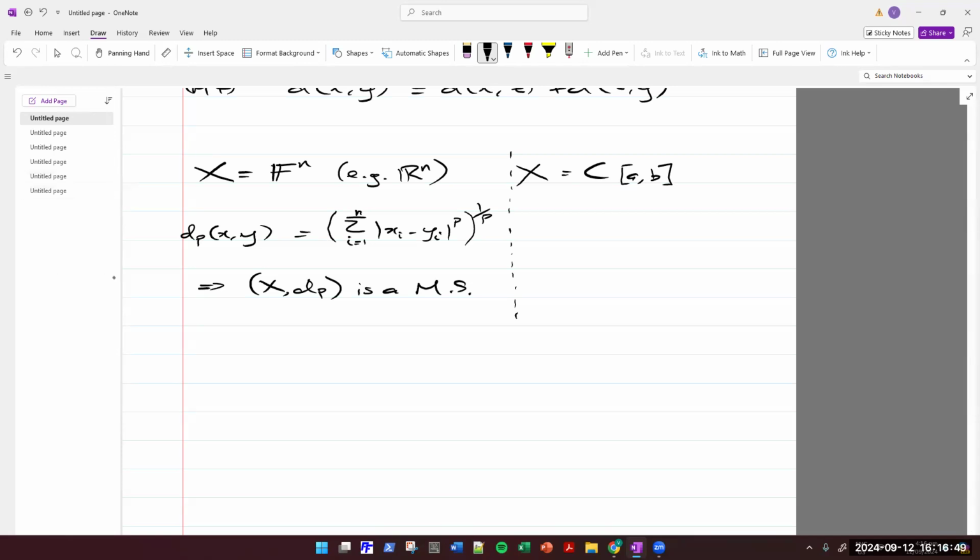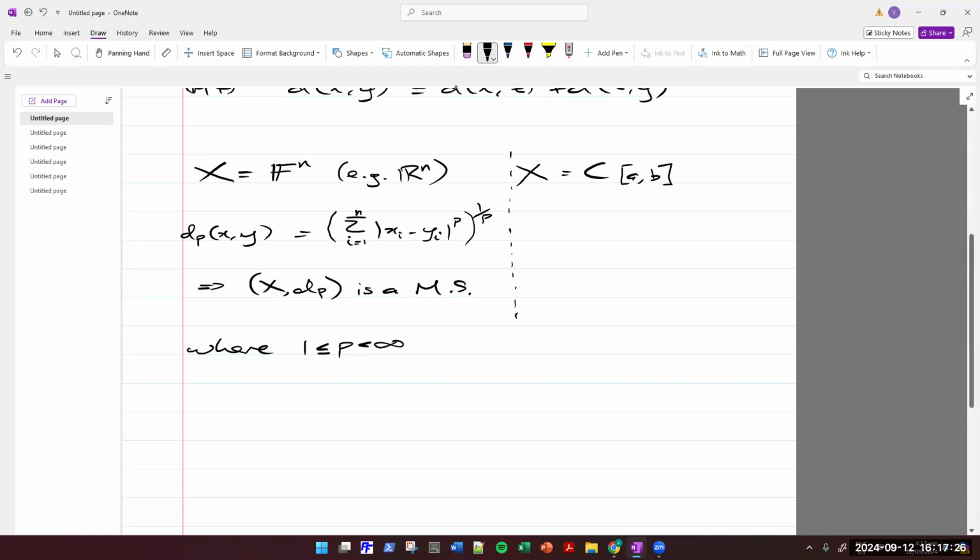I realize in this definition, I should have told you where p lies. In these two examples, p is going to be between 1 and infinity. If p is infinity, there's a special metric for that, the metric generated from the supremum norm. If p is 1, it still works, so we could include 1.